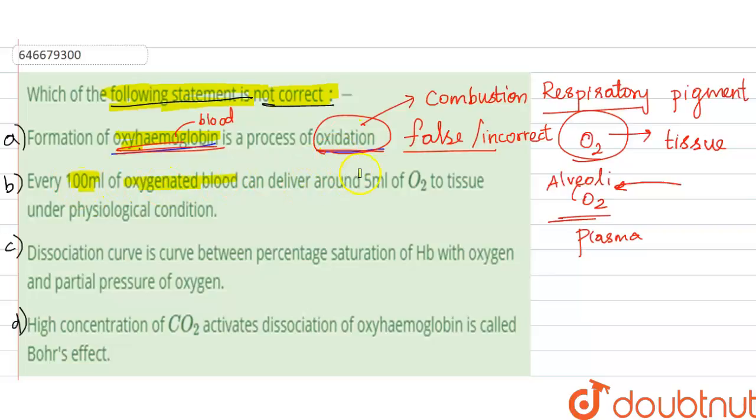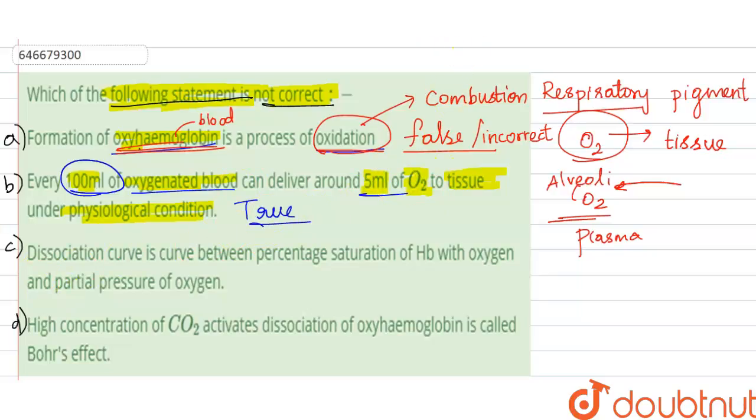says every 100 ml of oxygenated blood can deliver around 5 ml of oxygen to tissues under normal physiological conditions. Yes, this statement is absolutely true, because every 100 ml of oxygenated blood can deliver 5 ml of oxygen to the tissues under normal conditions. So this statement is true.